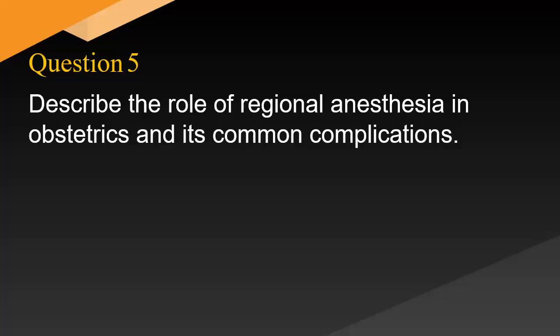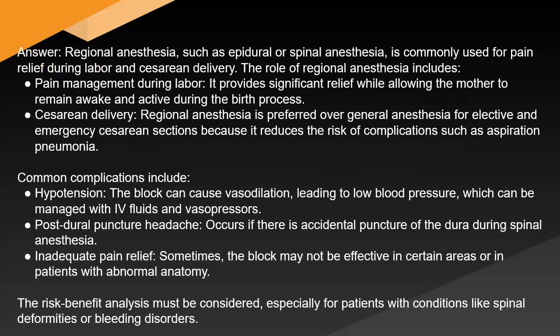Describe the role of regional anesthesia in obstetrics and its common complications. Answer. Regional anesthesia such as epidural or spinal anesthesia is commonly used for pain relief during labor and cesarean delivery. The role of regional anesthesia includes pain management during labor. It provides significant relief while allowing the mother to remain awake and active during the birth process.